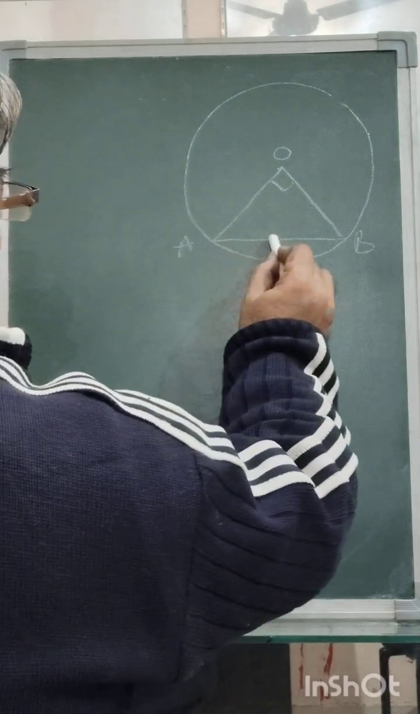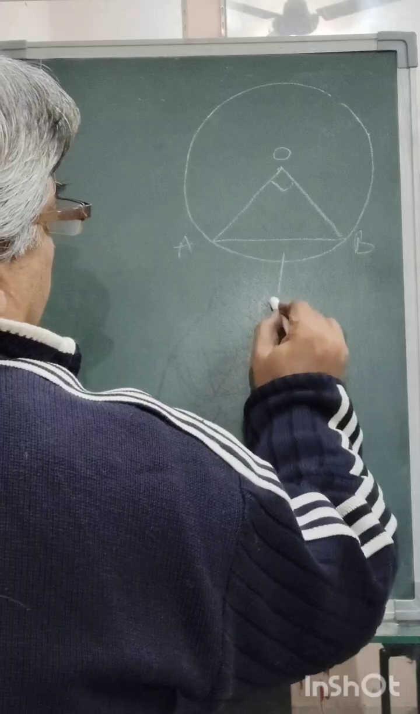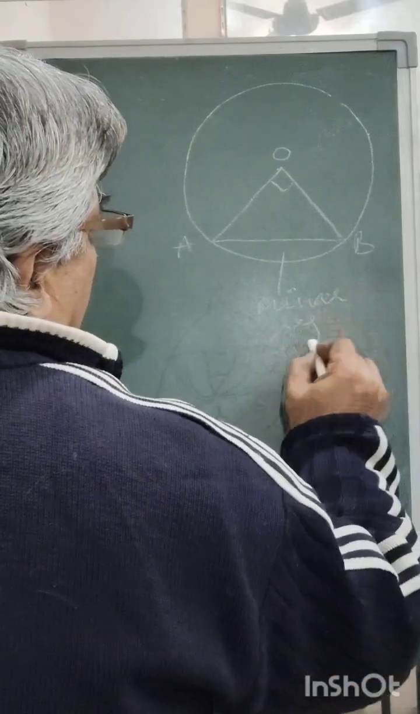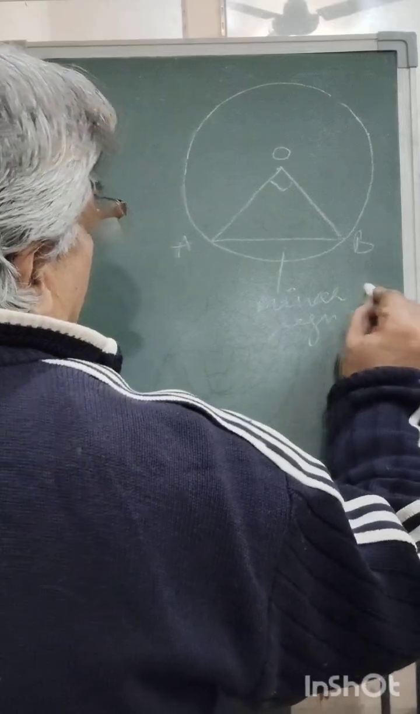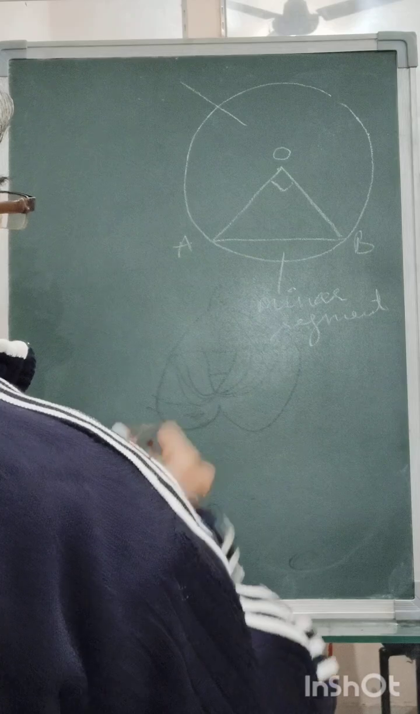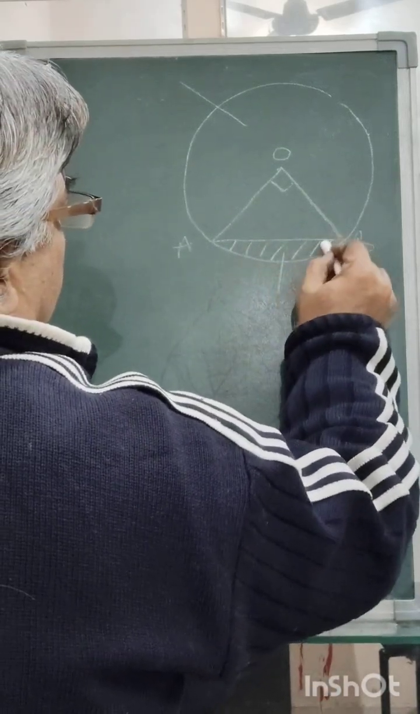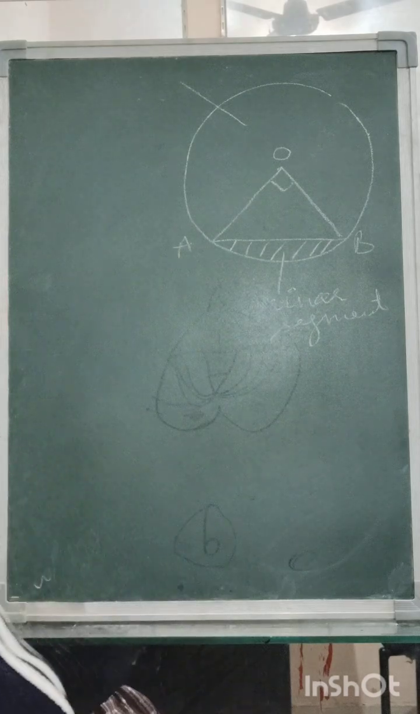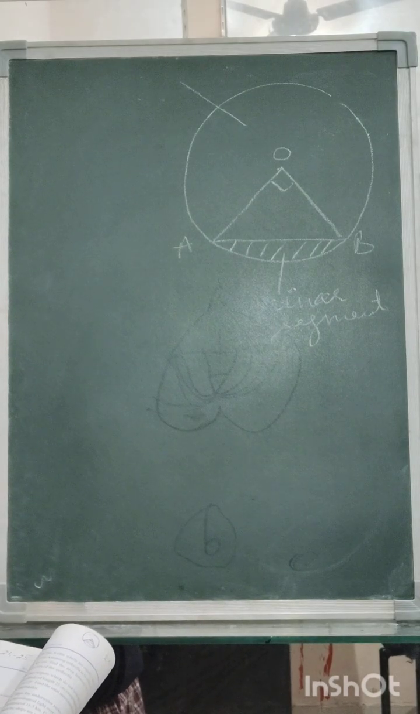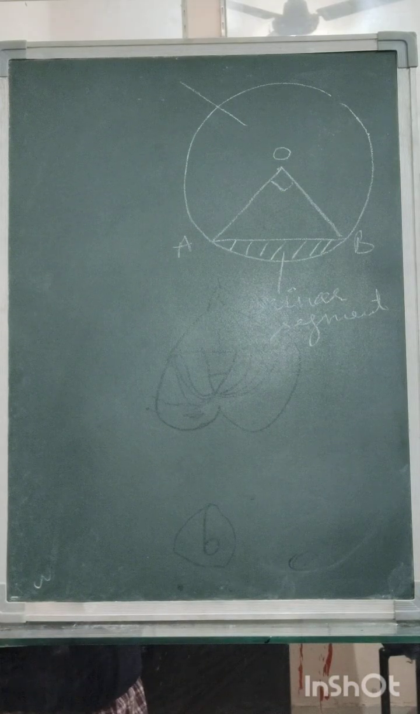Now, this chord divides the circle into two segments. This one is the minor segment and this is the major segment. We have to find the area of this minor segment, number one. And number two, also we have to find the area of the major sector.